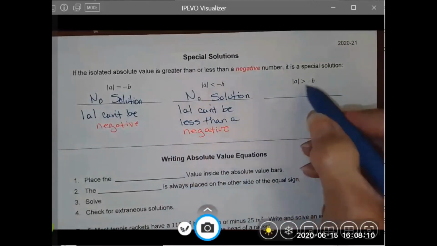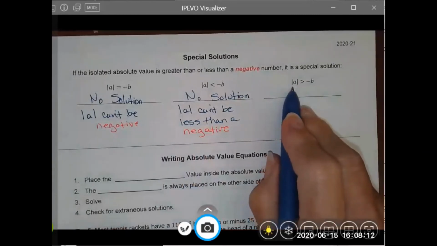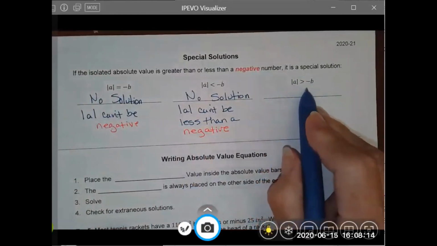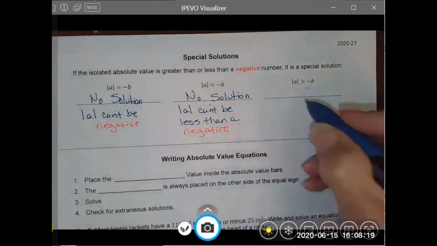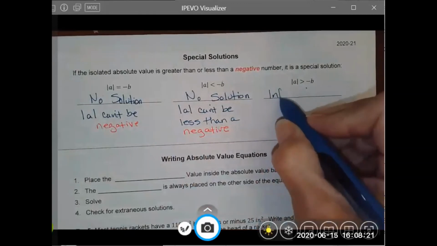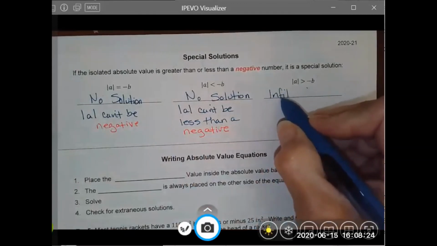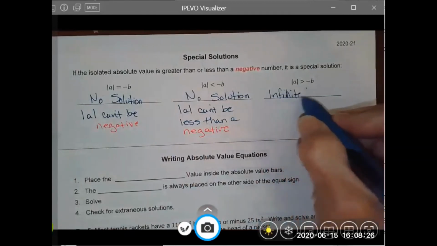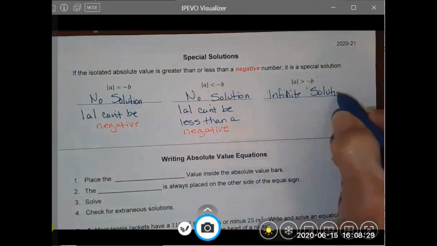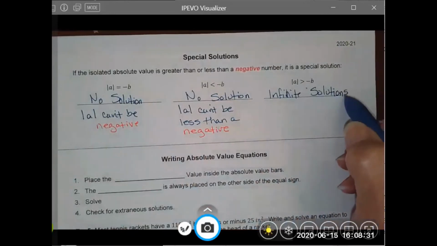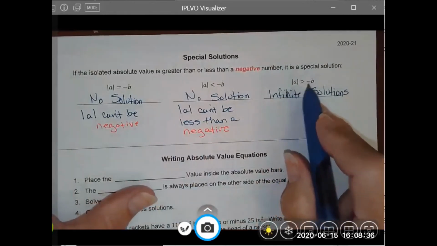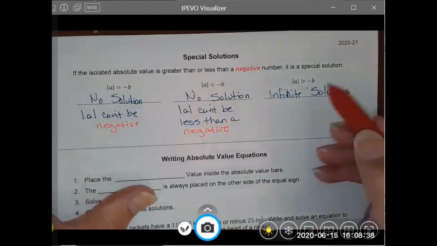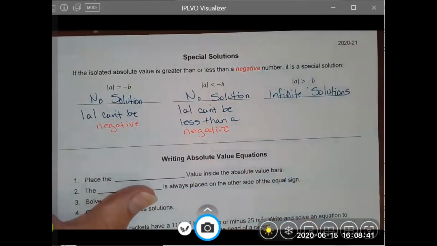And then lastly, in this particular case, this is asking, is there a number that is greater than -3? Or is the absolute value of something going to be greater than -10? And the answer is always, there are infinite solutions, because the absolute value of any number you can think of is always going to be greater than whatever this negative number is, and that's because distance is always a positive number.